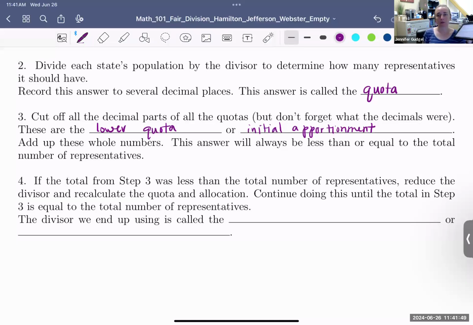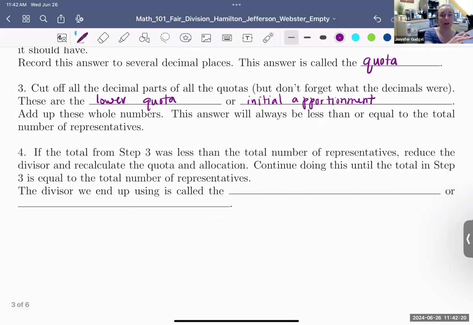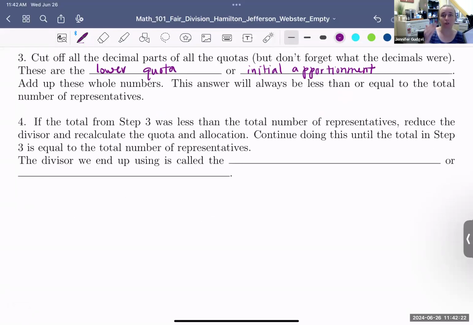If the total from step 3 was less than the total number of representatives, reduce the divisor and recalculate the quota. So if this happens, instead of just assigning the extras like we did in Hamilton's, that's why this is different than Hamilton's, if we need more, we lower the divisor and recalculate the quotas and do it again. And we might need to do this multiple times if it didn't get us to the right place.